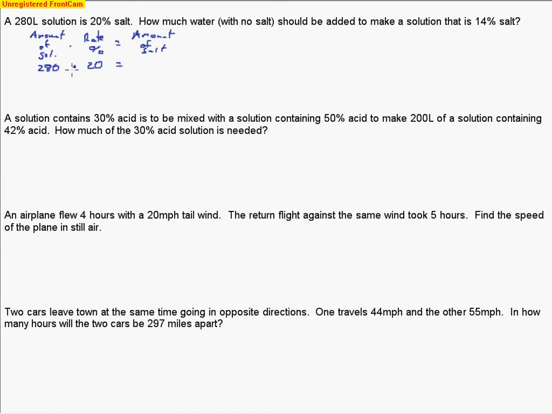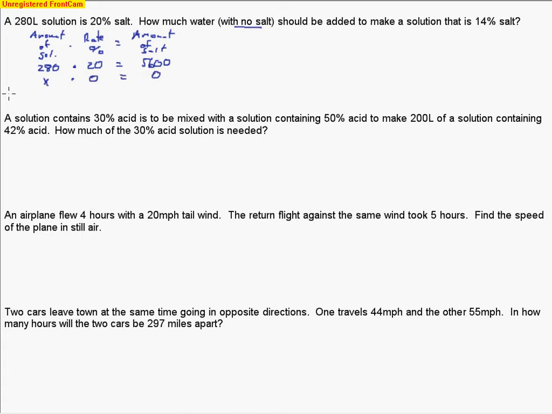So I double 280, and that gives me 560. We have that extra 0 here, so we have to add in that extra 0 as well. The next one says how much water with no salt should be added to make a 14% solution. So how much water? Well, this is the water. We don't know how much water, but we know that water has no salt, so it's 0%. When we multiply those two, we get 0.